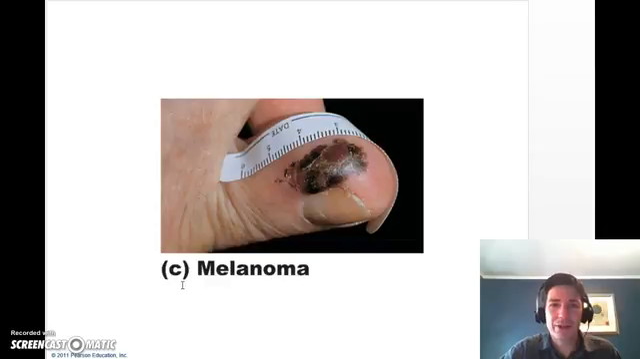And there is a rather ugly looking melanoma, which you can see has gotten large. It has an irregular border. It is dark in places, red in places, splotchy looking. That is not a good sign.